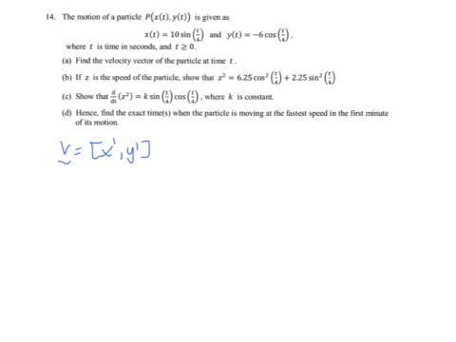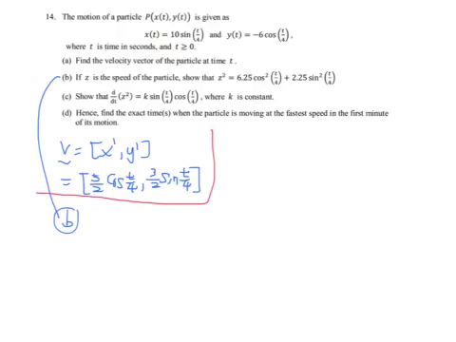The velocity vector consists of the components x prime and y prime. When we derive x and y with respect to t, this will be what we expect to see after simplification. And moving on to the second part, B.